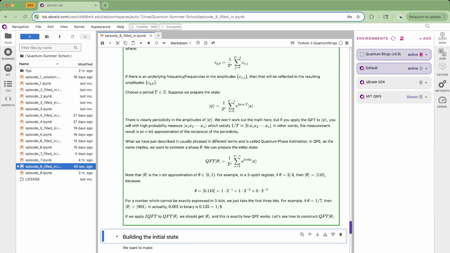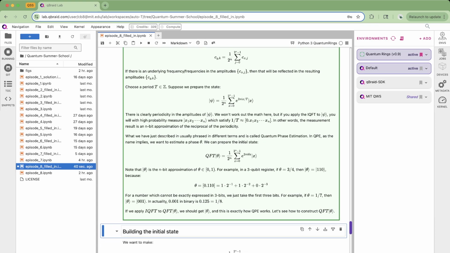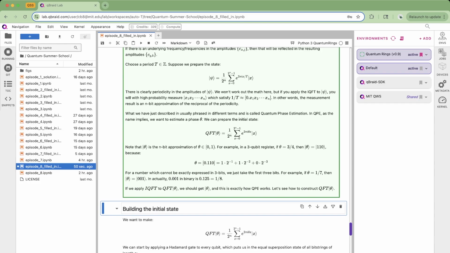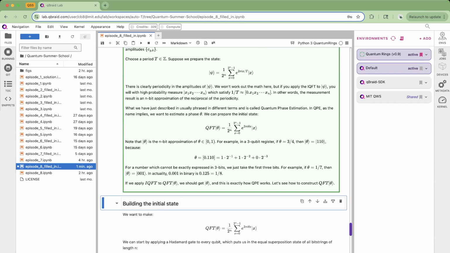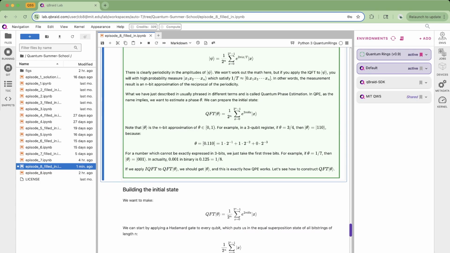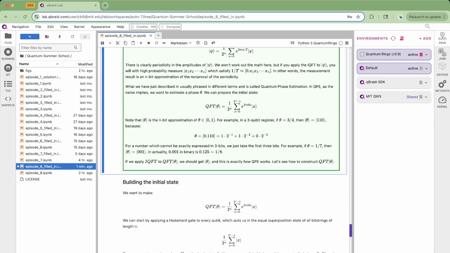So in quantum phase estimation, we want to estimate a phase theta. So what we want to do is we want to prepare an initial state by taking the quantum Fourier transform of the state that represents theta. And so theta might not be able to be exactly represented with n qubits. So the ket theta is just going to be the n-bit approximation of theta. So just an example, if theta was 3/4, then we can reconstruct theta as 110 because that would be 1/2 plus 1/4 plus 0 times 1/8.